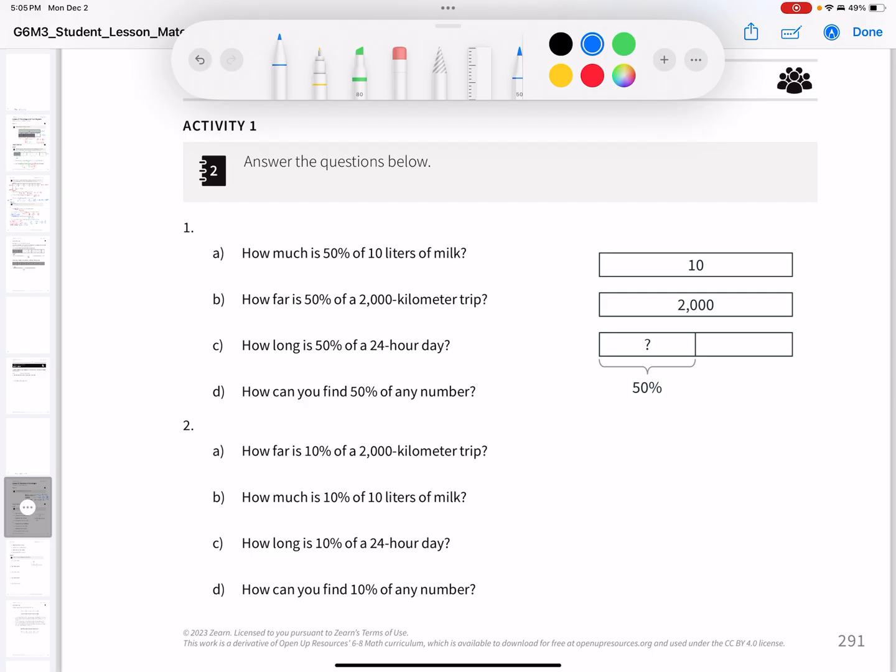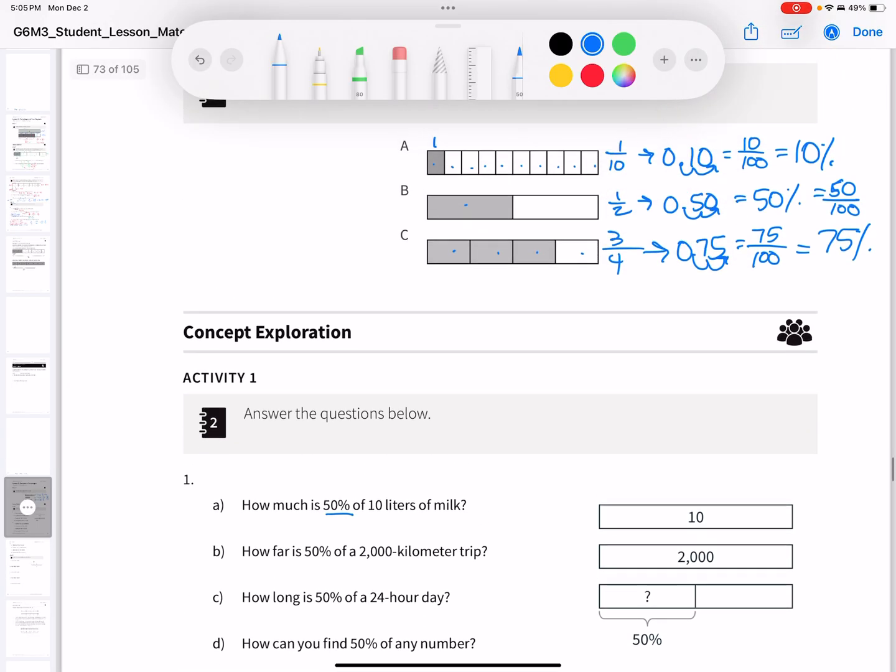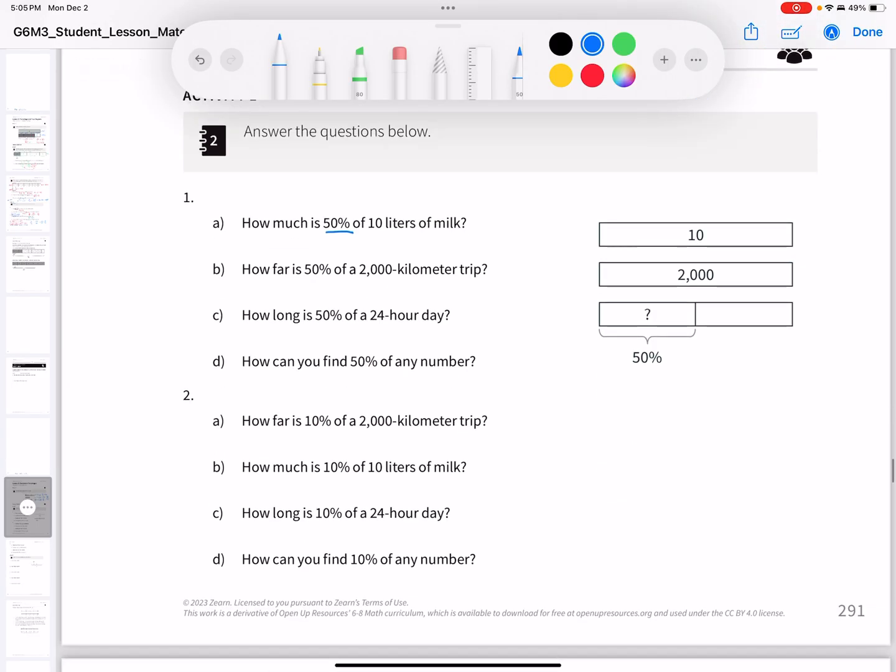How much is 50% of 10 liters of milk? Well, here's 10 liters. 50% we know from up here is a half. So I'm going to cut that in half, right? So that would be like doing 10 times 1/2. 10 times 1/2 is 5. So each one of these is worth 5.